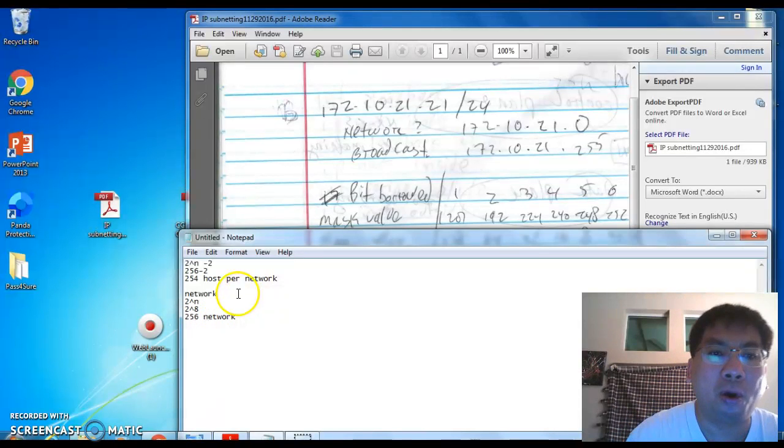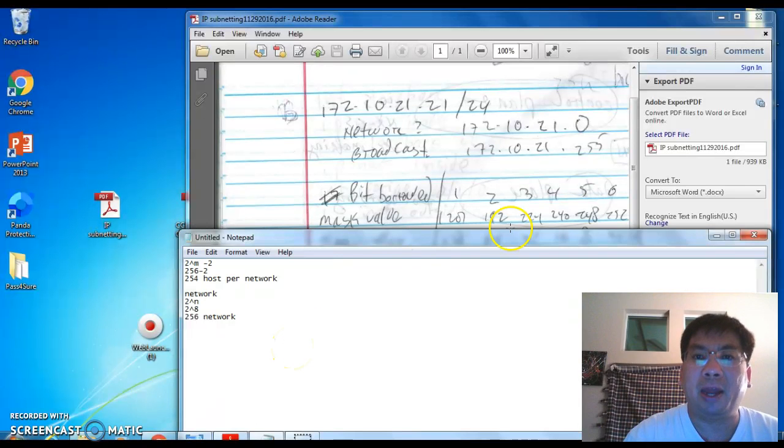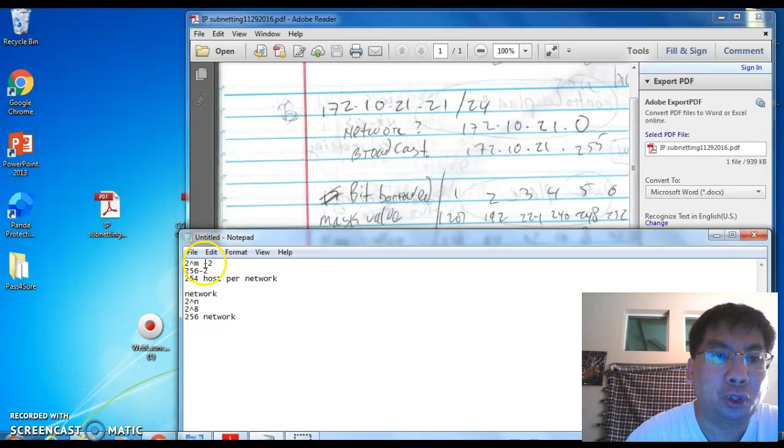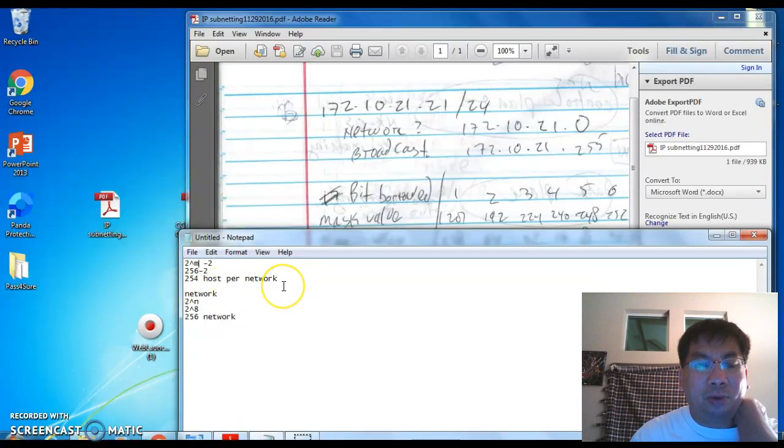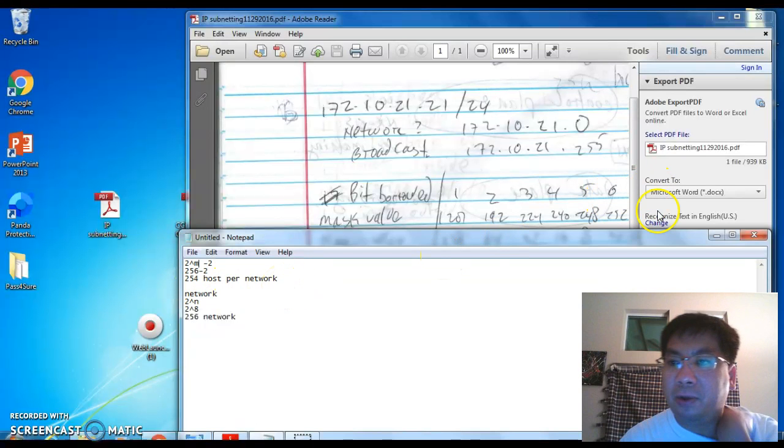And how about the hosts per network? The hosts per network is 2 to the power of n minus 2. This is actually m because of the remaining bits, right? The remaining bit is 8. So 2 to the power of m minus 2, which is what? 2 to the power of 8 is 256 minus 2. So it's 254 hosts per network. Here is how it works.